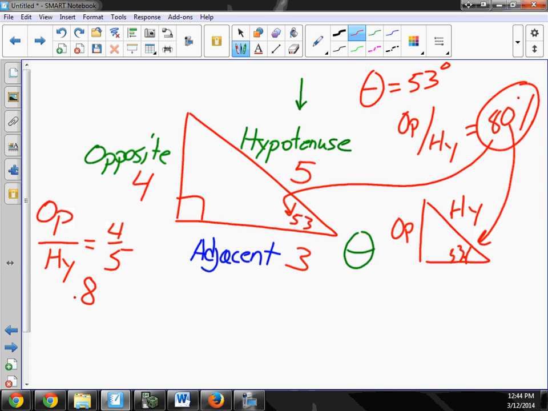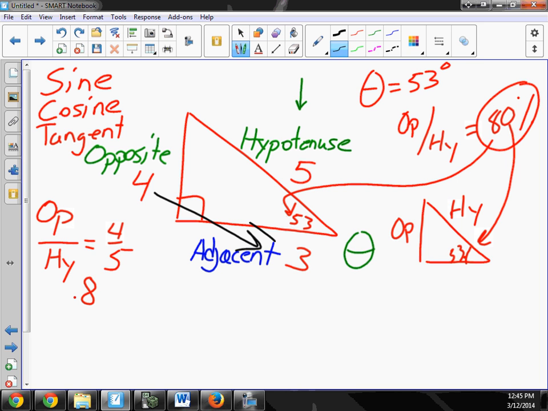So because the ratio is tied to the angle, we give the ratio a name. The name of this ratio is the sine. Okay? I don't know where the name came from, but we've just given that particular ratio a name. The other ratios are cosine, tangent. How many ratios are there in one right triangle? 6. Because I could do from here to here, here to here.